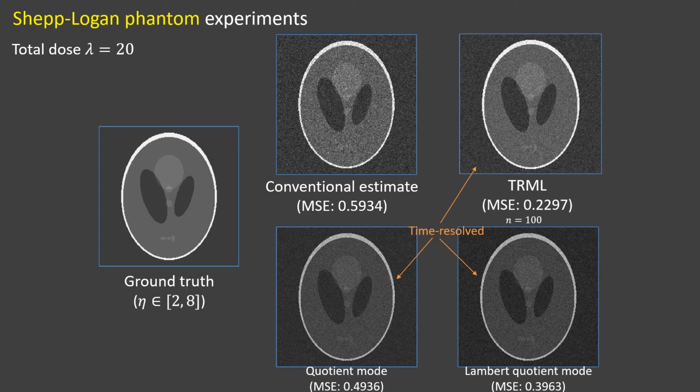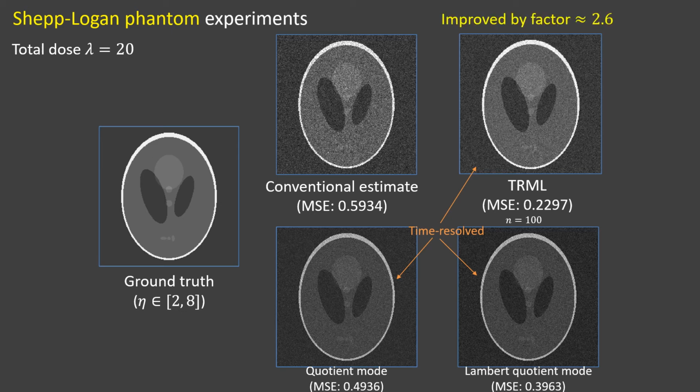Shown here is a synthetic visual example. We use the synthetic image on the left, scaled to represent eta ranging from 2 to 8, to generate data pseudo-randomly. Then we compare conventional and three time-resolved reconstructions. The improvement is visually and quantitatively apparent.